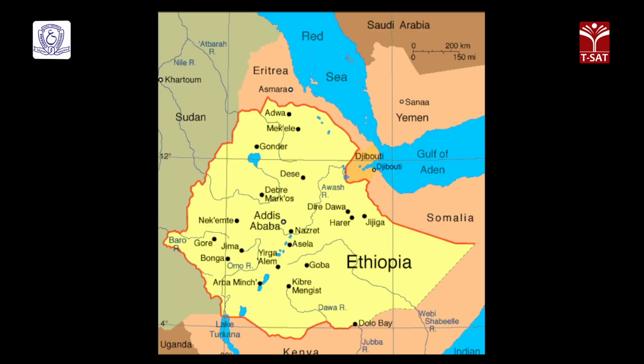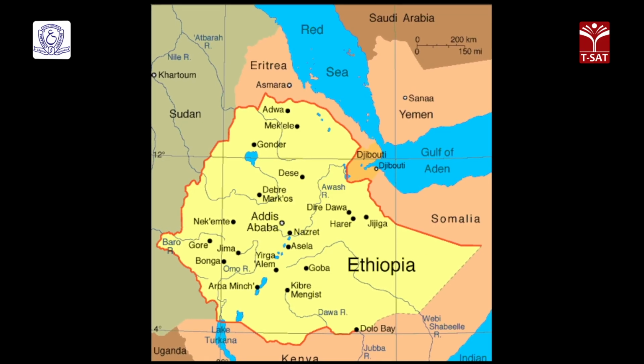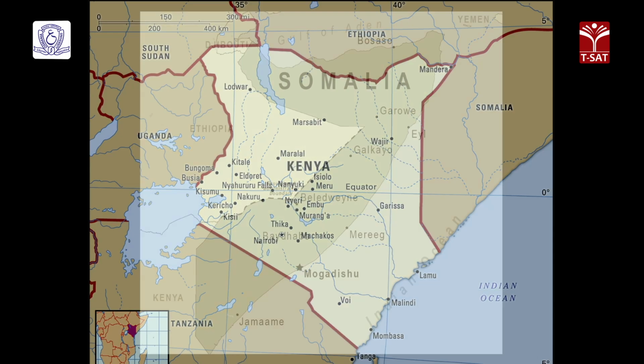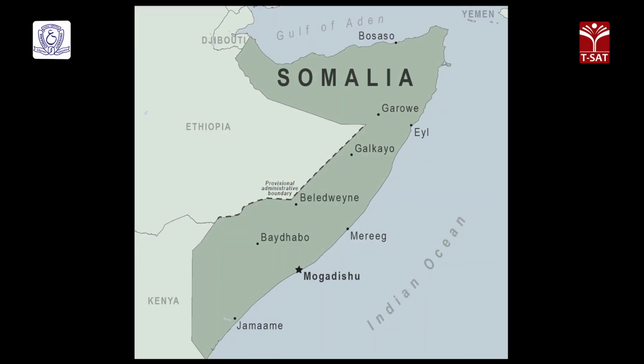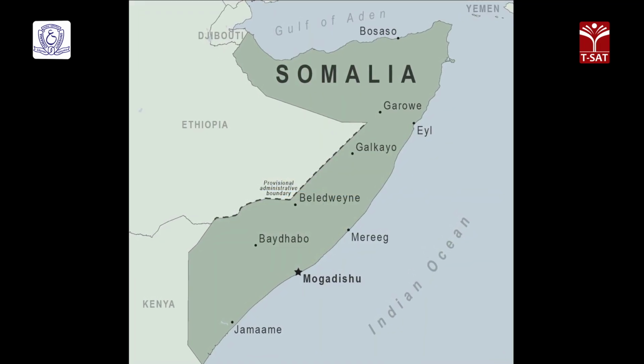Eastern Africa. Now, what is the status of Eastern Africa? These include Ethiopia, Kenya and Somalia. These are among the poorest countries of the world.